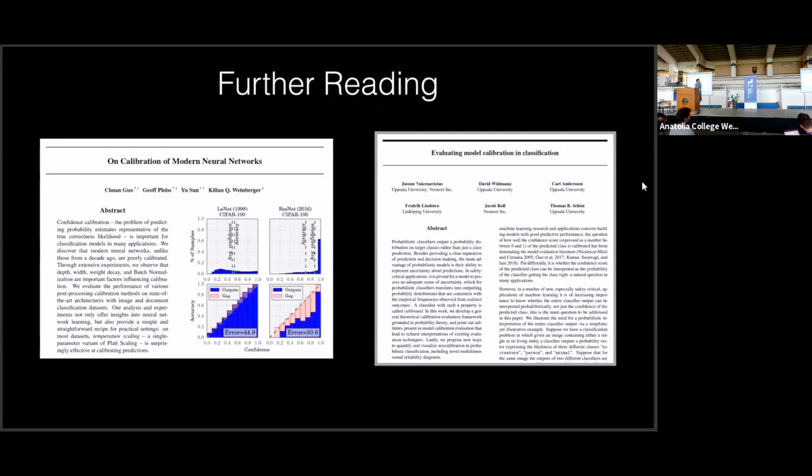So, some good reading on this. I took these figures from a paper called On Calibration of Modern Neural Networks. That's a good paper to read. And there's a more theoretical paper that really helped my thinking, called Evaluating Model Calibration and Classification, from some people from Uppsala University in Sweden.